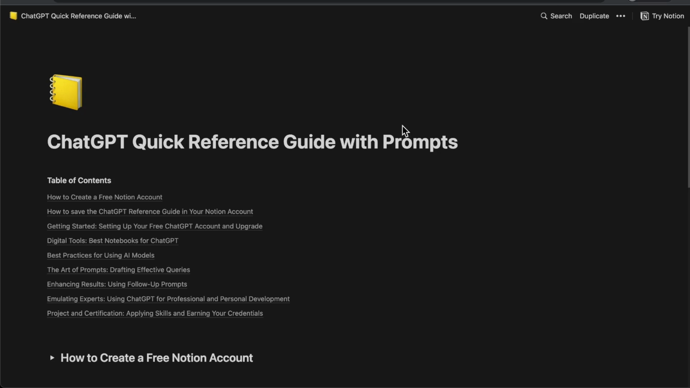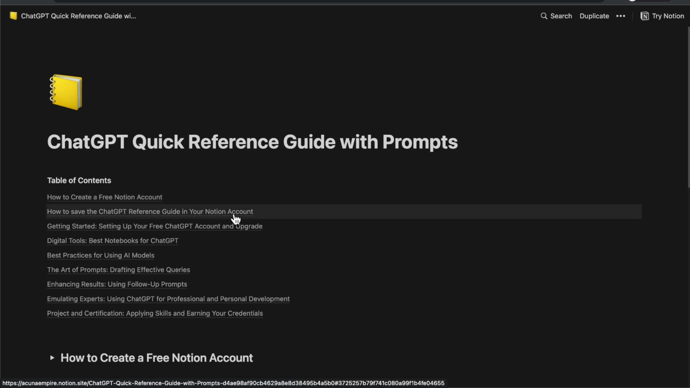Welcome. In this lesson, I want to introduce you to our ChatGPT quick reference guide with prompts. This is a free Notion reference guide that you can duplicate and save, and this is what we'll use throughout the course. So all the prompts that we'll be using, everything that I'll be referencing, all could be found in this one cheat sheet. So this is your companion with the course. Let's go over how to use it.